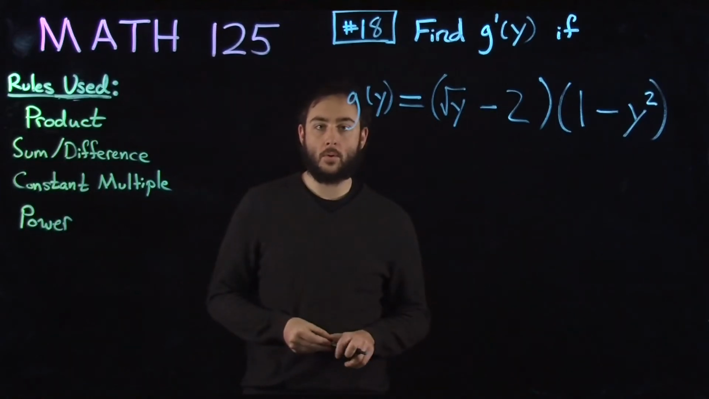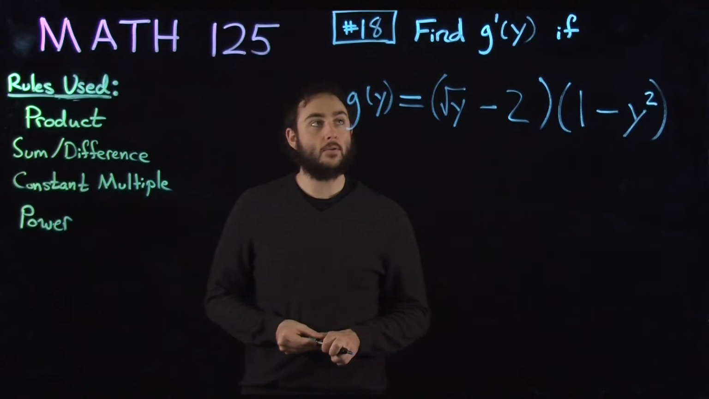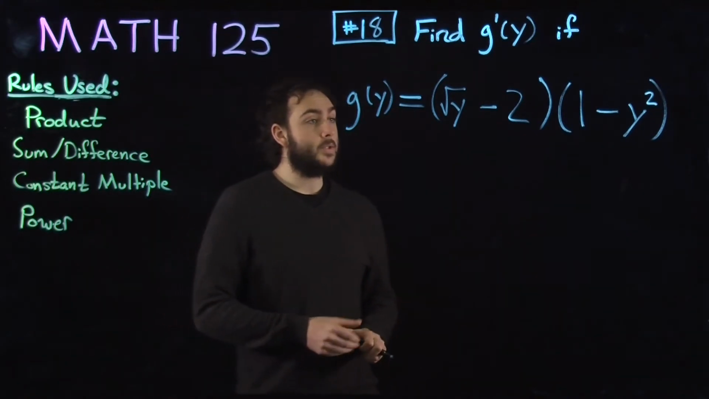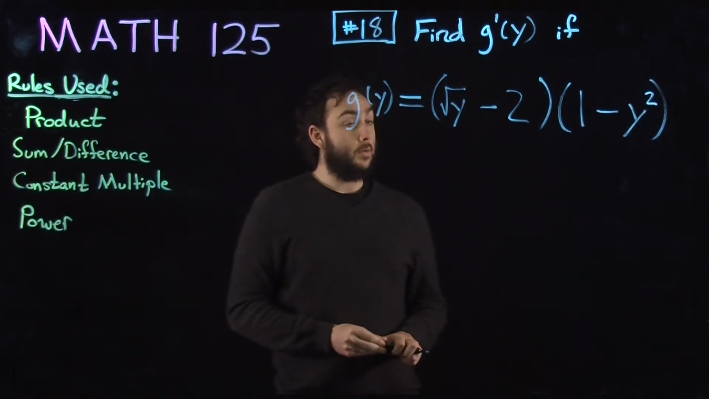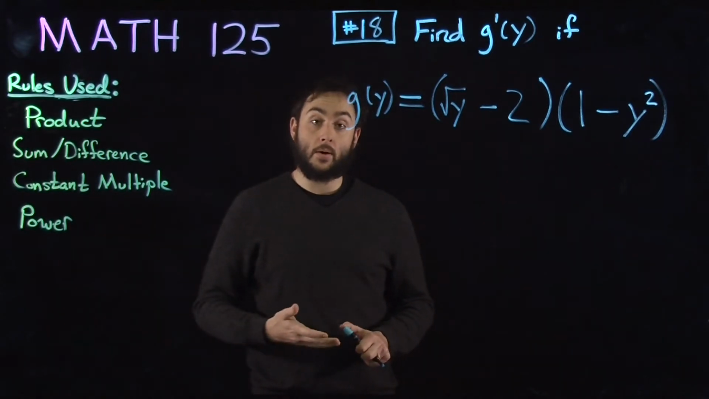Hello again. We're going to continue on with the gateway problems. This is number 18. It asks you to find the derivative of g of y, where g of y is this function given by the product of two terms here. The first term is square root of y minus 2, and the second term is 1 minus y squared.